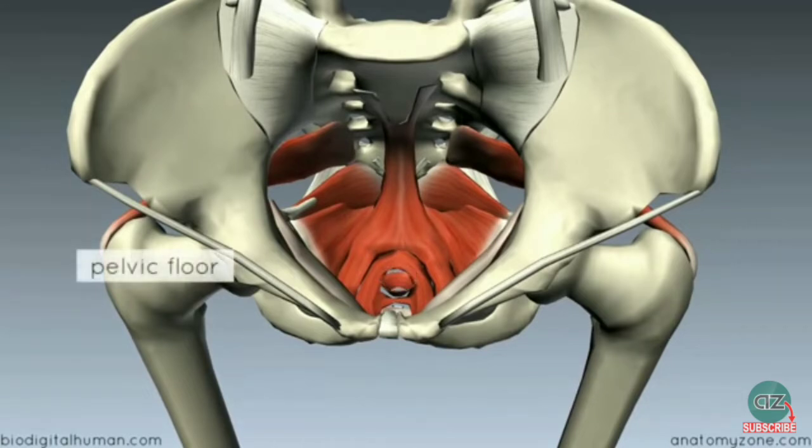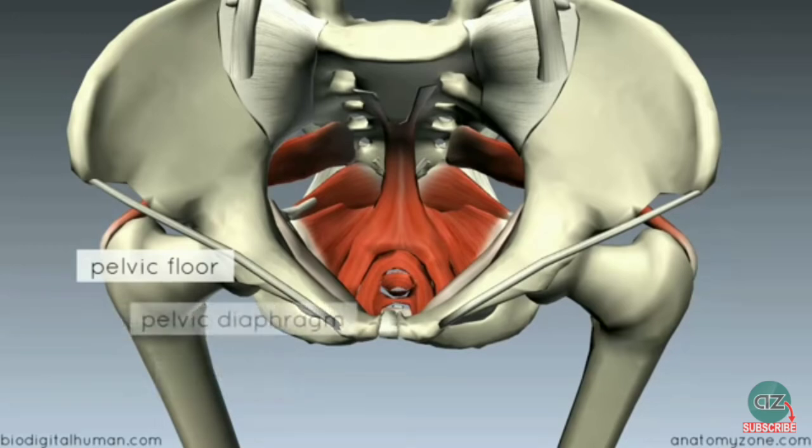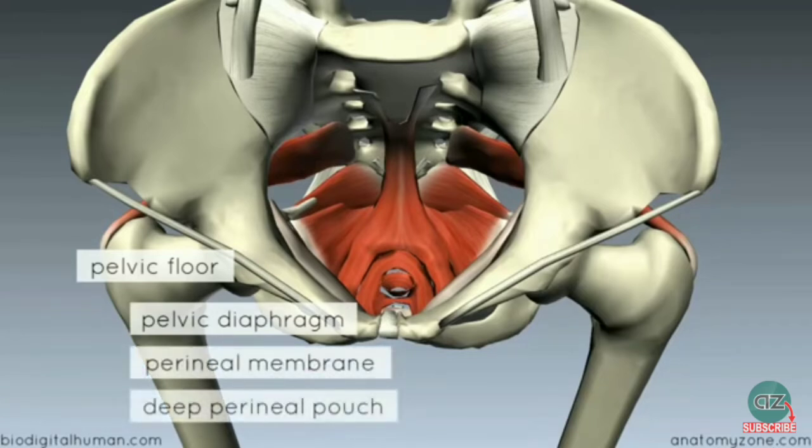So the pelvic floor separates the pelvic cavity above from the perineum below, and it consists of the pelvic diaphragm, and then you've got the perineal membrane and the deep perineal pouch. The word pelvic diaphragm is often used interchangeably for pelvic floor, but in this tutorial I'm going to talk about the pelvic diaphragm in relation to two specific muscles, and then I'll go on to tell you about the perineal membrane and the deep perineal pouch. So these three structures combined make up the pelvic floor.